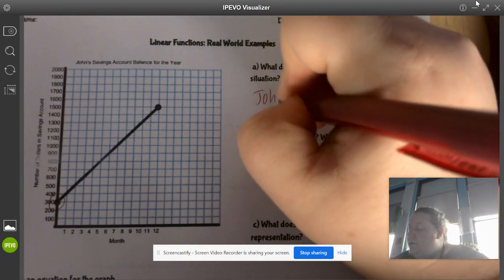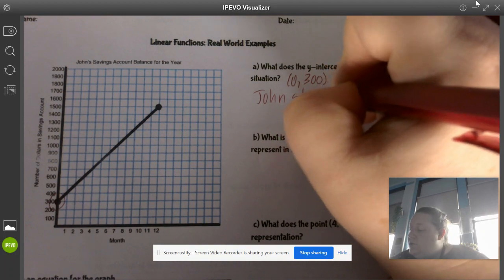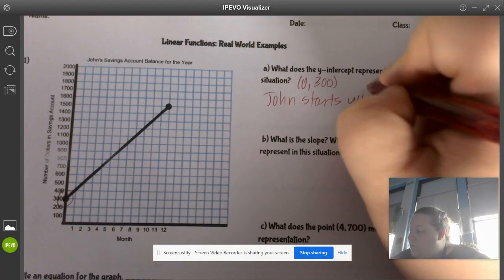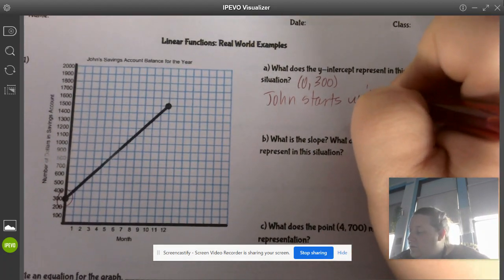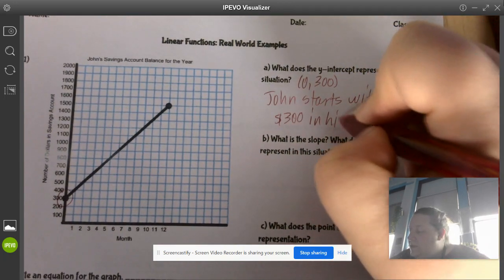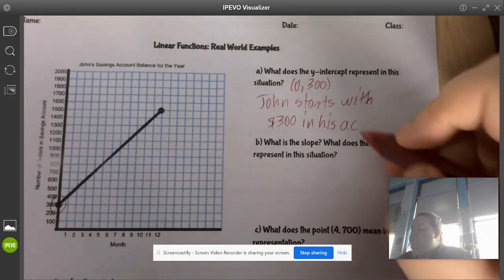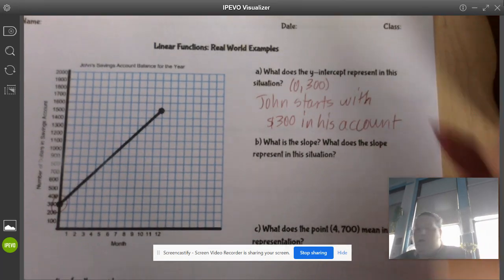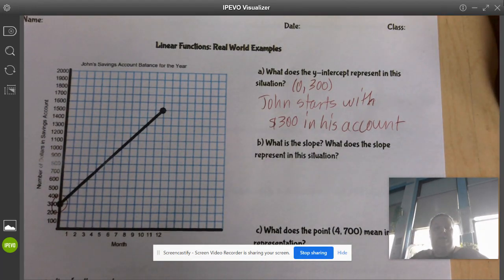So John starts with $300 in his account. Okay, so typically that intercept is going to be your initial, the beginning, the start of whatever the scenario is.